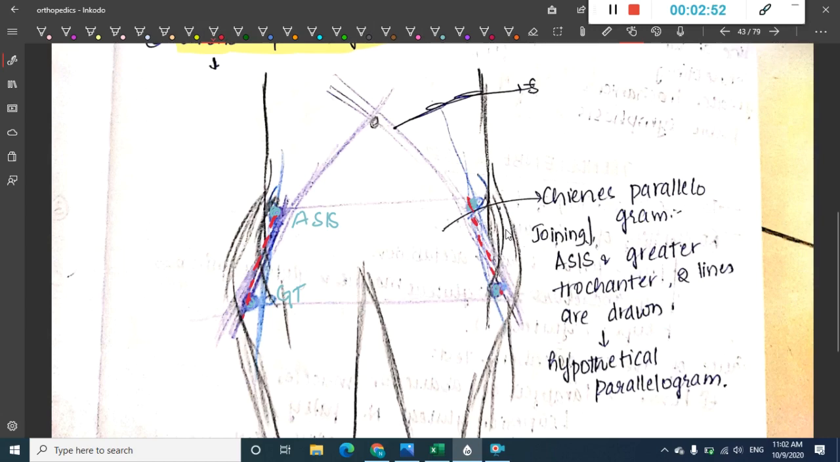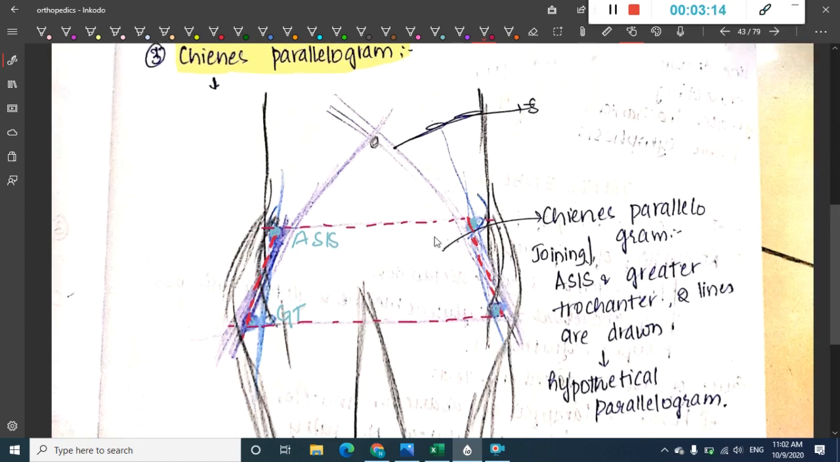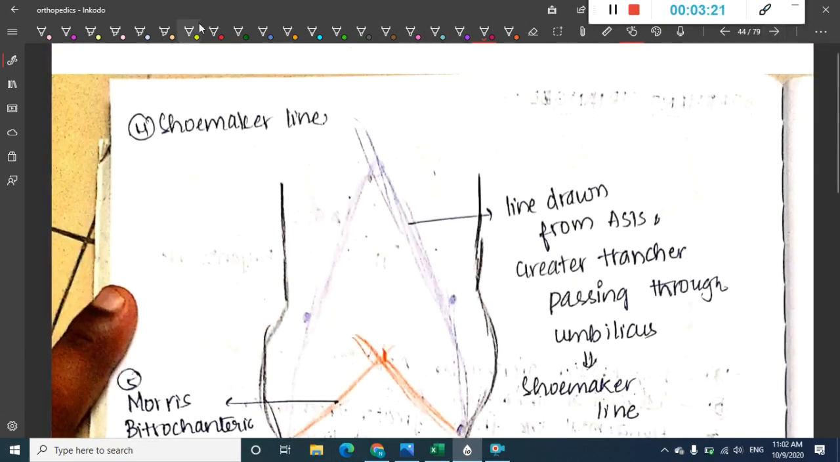Now you will draw two hypothetical parallel lines joining the two anterior superior iliac spines, and two more lines joining both the greater trochanters. If you see the measurements, this forms a parallelogram, which is called Chiene's parallelogram.